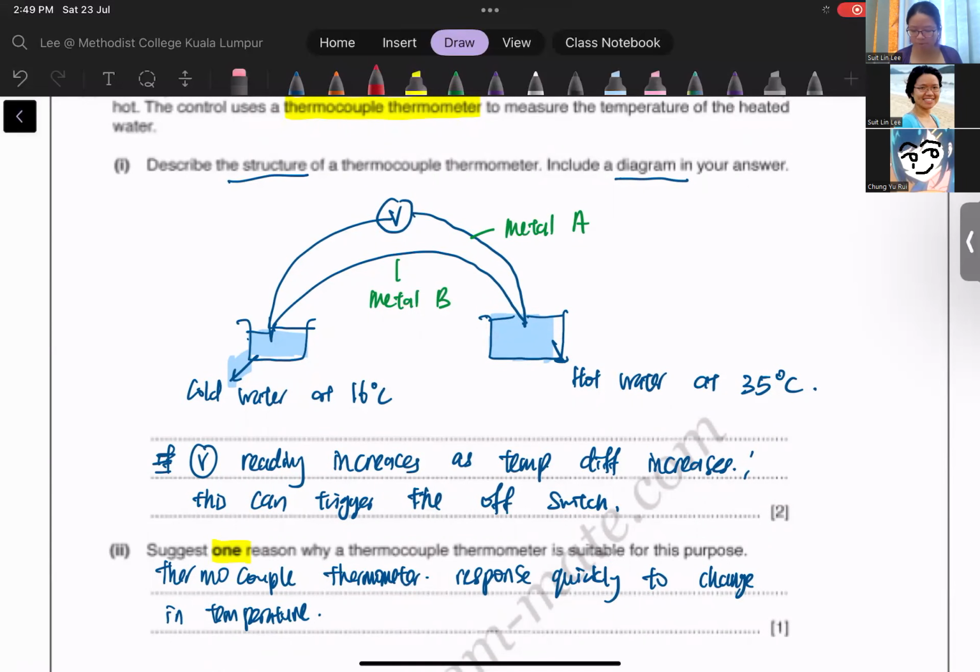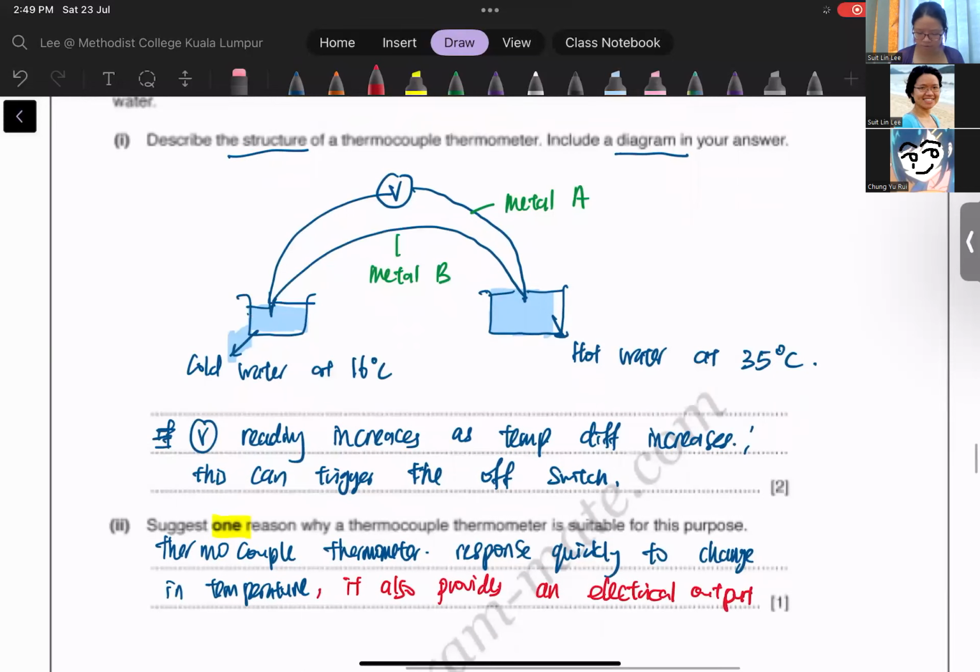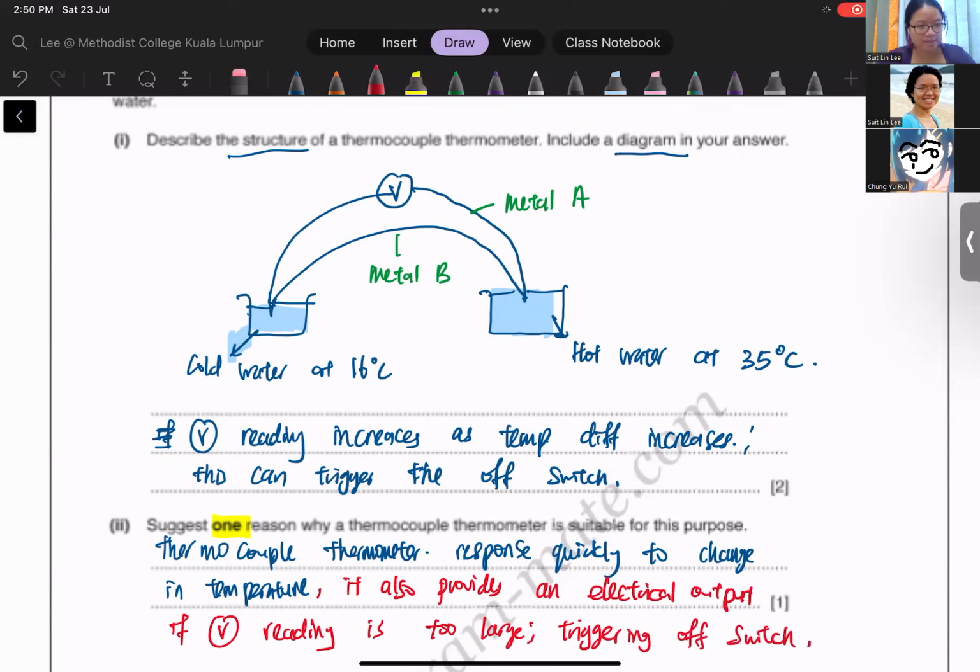So the second good thing about a thermocouple thermometer is that it also provides an electrical output if the voltmeter reading is too large. Okay, so triggering the off switch or turning off the water heater. So the way it works is like this.